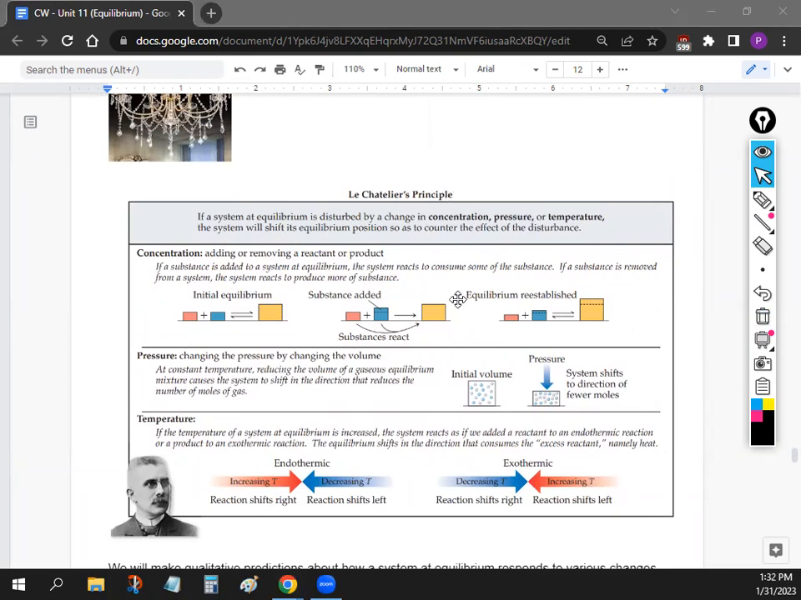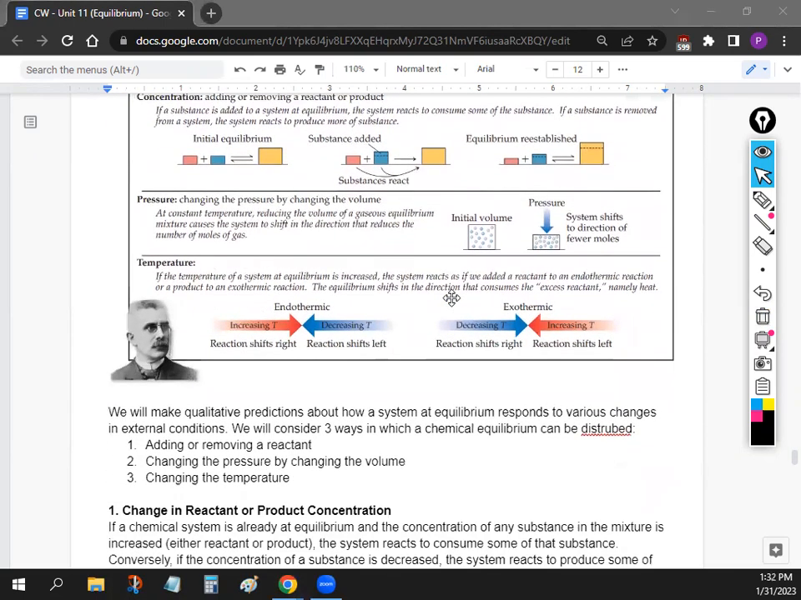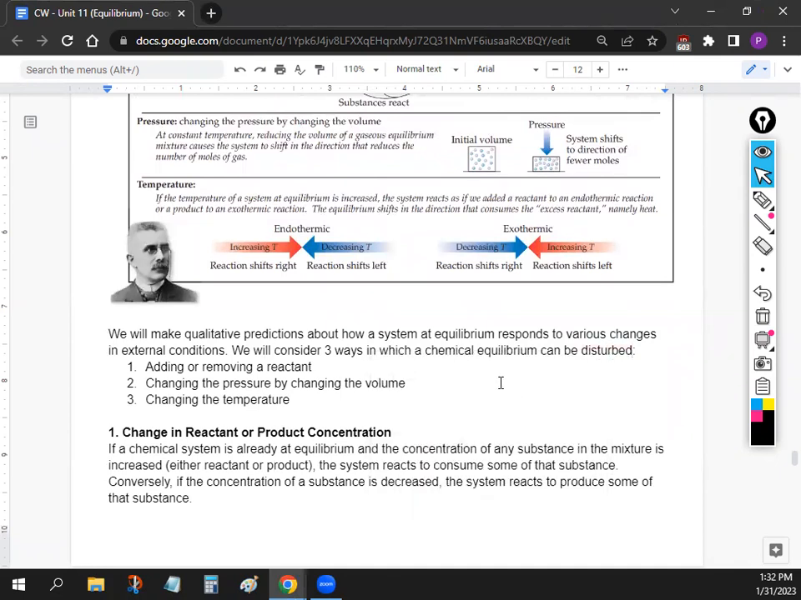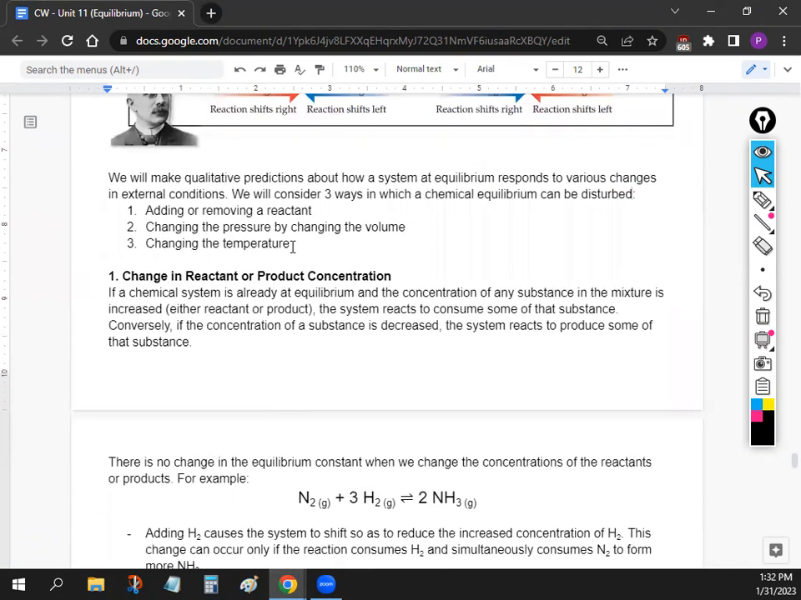Anyway. So, Le Chatelier's principle. Like I said, these are the three things that you guys want to keep in mind. You don't need to write it down because we're going to be going through them one at a time. These are the three ways that chemical equilibrium can be disturbed. You add or remove a reactant, so change in concentration. You change the pressure by changing the volume, or you change the temperature.